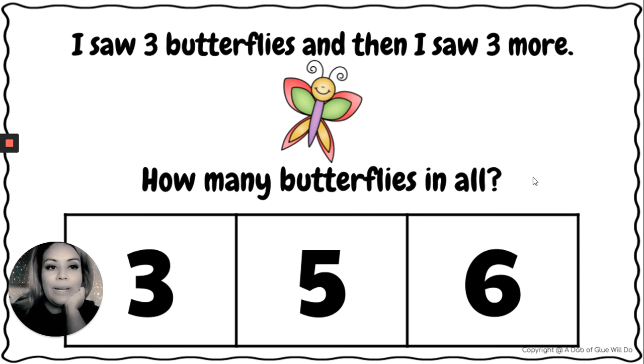Here's the next story. I saw 3 butterflies and then I saw 3 more. 1, 2, 3. How many butterflies in all? That's right, 6. You can count the fast way. 5, 6. Let's say the number sentence first, starting with 3. Ready? 3 plus 3 equals 6. Write it.